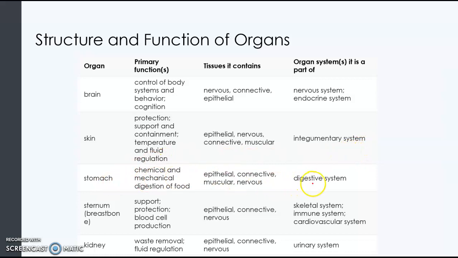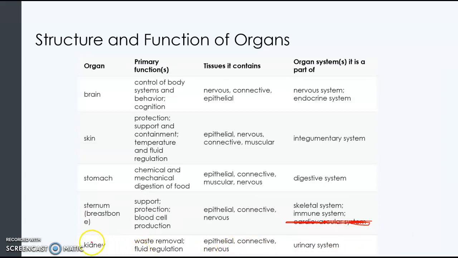The stomach belongs to the digestive system. The sternum or breastbone belongs to the skeletal system. The table also lists the immune system, because the bone marrow produces the cells of the immune system. And the cardiovascular system, because the sternum protects, I wouldn't say that. I'm going to cross through that. The sternum does not belong to the cardiovascular system, but it does protect the heart. It's the breastplate that protects the heart, but I still wouldn't put it in the cardiovascular system. I just disagree with that.